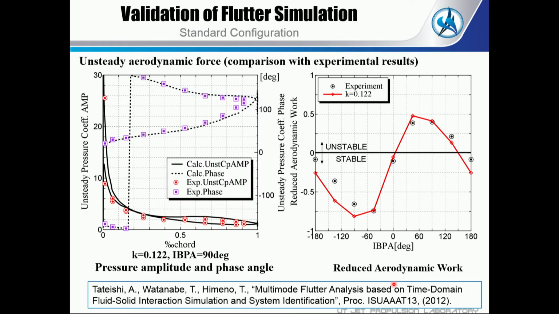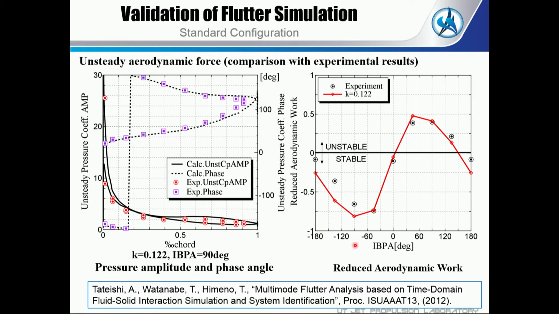This is the example, validation of the flutter simulation in my laboratory. This graph shows the unsteady aerodynamic force and a comparison with the experimental results. This is pressure amplitude and phase angle. And this is amplitude, and also phase angle is shown here. Symbols are experimental results, and lines are computational results. So we could have very good agreement.